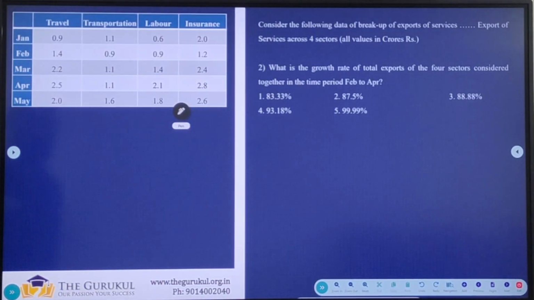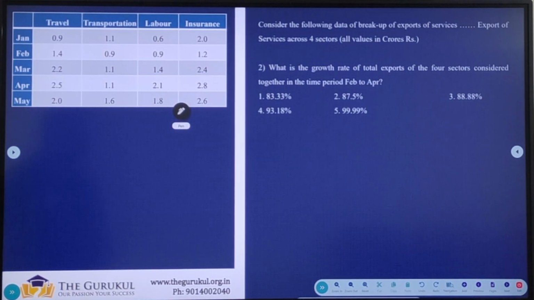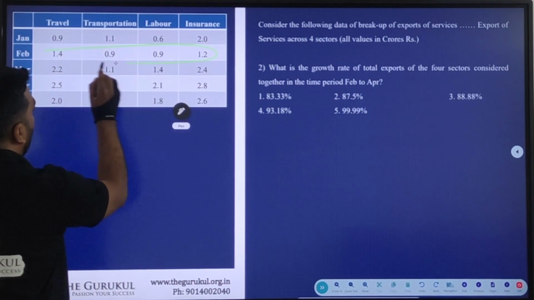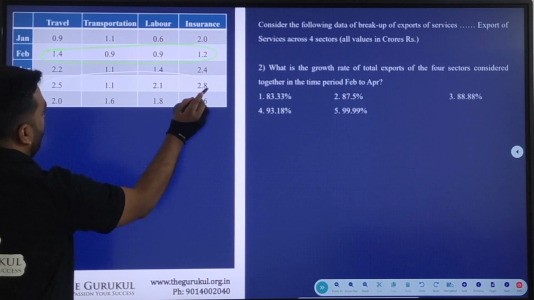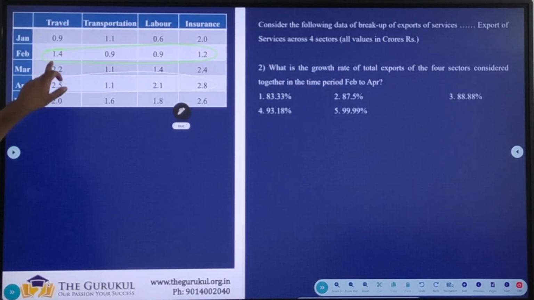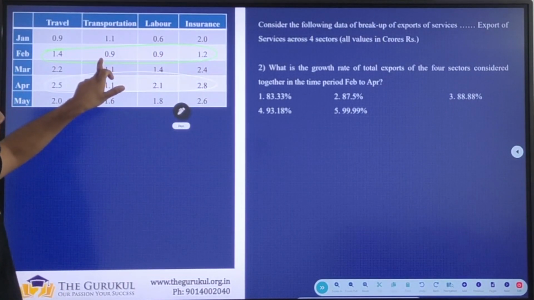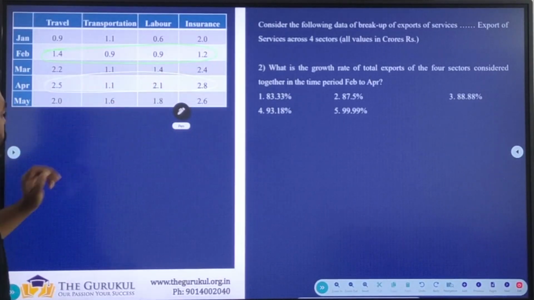Clear? Next one. What is the growth rate of the total exports of all the 4 sectors considered together in the time period February to April? Growth rate, how much increase? Rate is always percentage. How much increase is happening from February to April? So first find out the total value of February and the total value of April. 1, 2, 3, 4. Keep this point to point 1 here and point 1 here. So 1, 2, 3, 4.